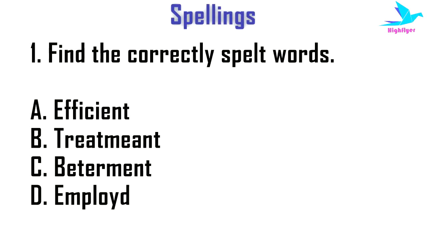First example, find the correctly spelled words. The words here are efficient, treatment, betterment and employed. Now as we see, all the options B, C, D are wrongly spelled. The only spelling which is correct here is efficient.